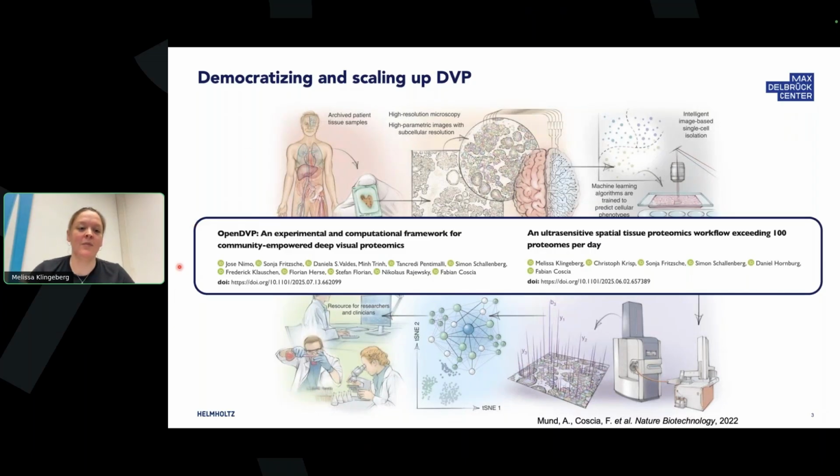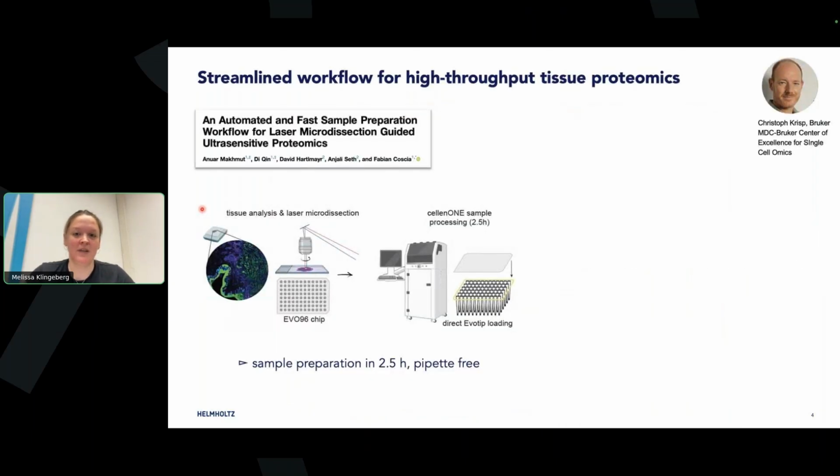My colleague Jose has been working on a very nice manuscript called OpenDVP that explains a lot on how to start your experiment if you're new to the field, what to consider, and what the possibilities are. And then I will talk a little bit about my project, that is now also on bioRxiv, on how to speed up the system and how to measure more samples in as little time as possible.